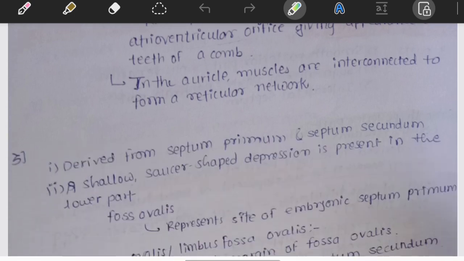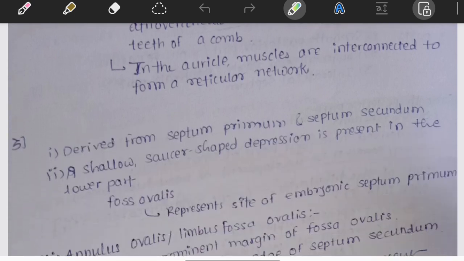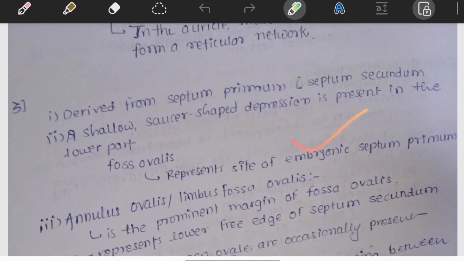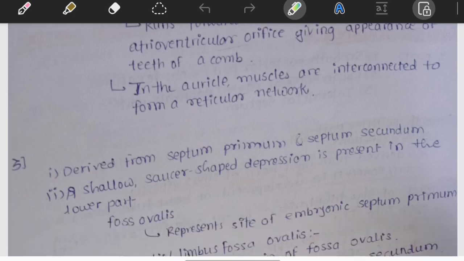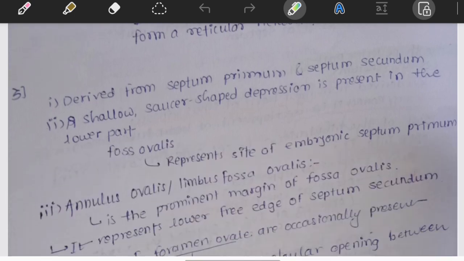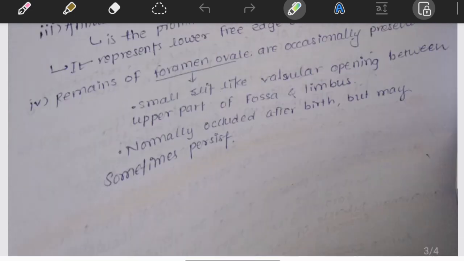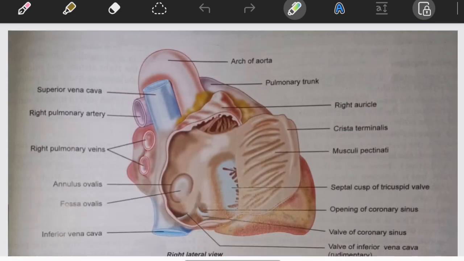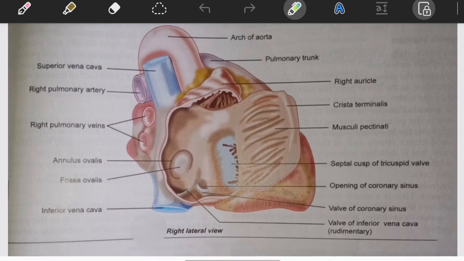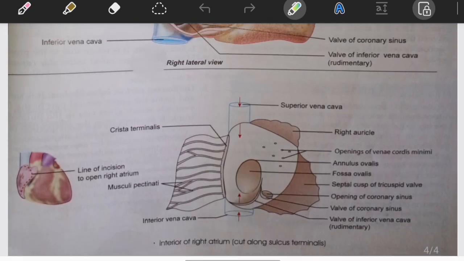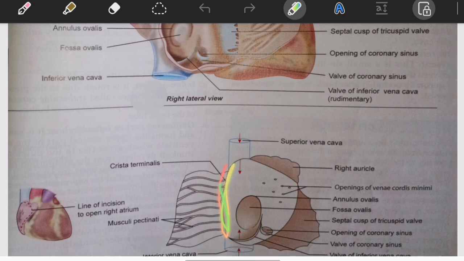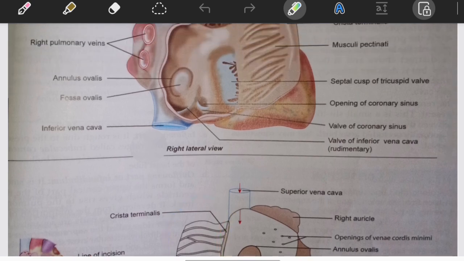Crista terminalis. Remember the sulcus terminalis we studied on the outer surface. Inside the atrium, it appears as a muscular ridge called the crista terminalis, and this ridge separates the smooth posterior part from the rough anterior pectinate part. Students often confuse these two: sulcus is outside and crista is inside. This is crista terminalis inside, and outside is not shown here. Inside is crista terminalis, and behind that, sulcus terminalis.